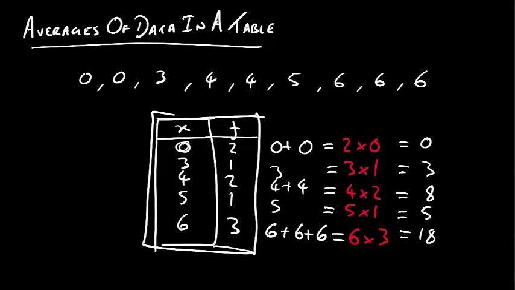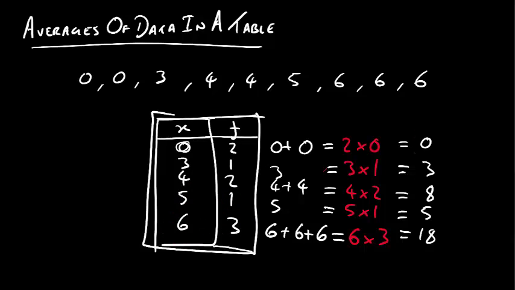Okay, so I'm adding all, but what do you notice? Well, look at this red sum here. 2 times 0, there's a 2 there, and there's a 0 there. 3 times 1, there's a 1 there, and there's a 3 there. 4 times 2, 4 there, 2 there. 5 times 1, 5 there, 1 there. You get the pattern? 6 times 3, there's a 6 there and a 3 there.